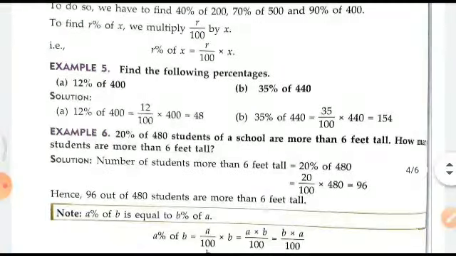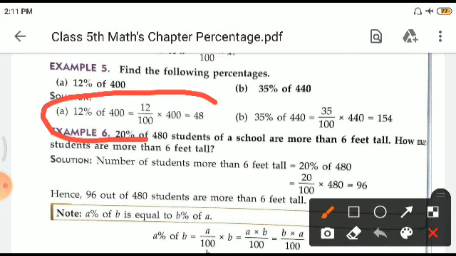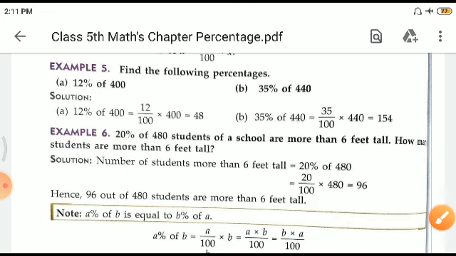Example 5. Find the following percentages. 12% of 400. Exactly the same thing has been done here, children. You can see this. 12% of 400. 12 upon 100 into 400, and the zeros cancel out. This with this one with the next one, and we get 12 fours are 48 as the answer, right? This is how you should do these kinds of questions, right? Okay.